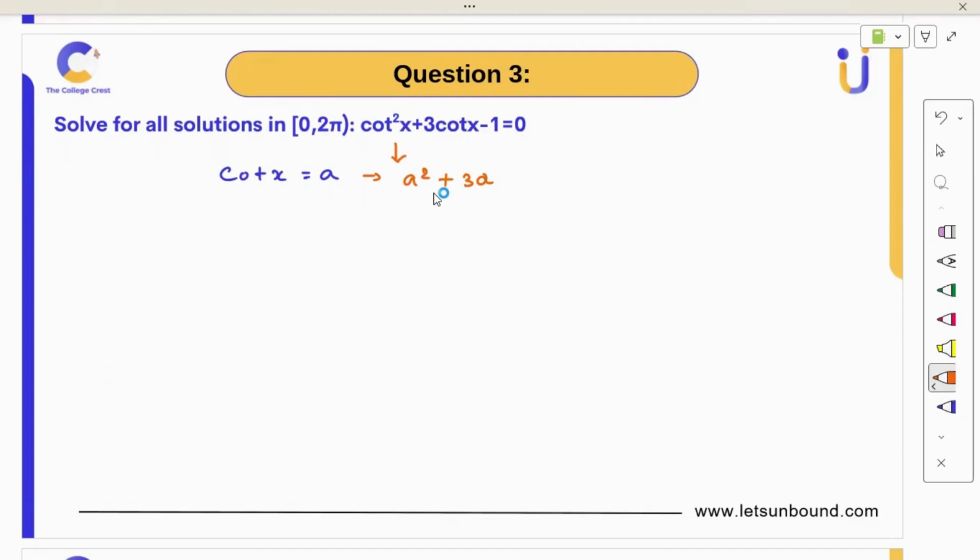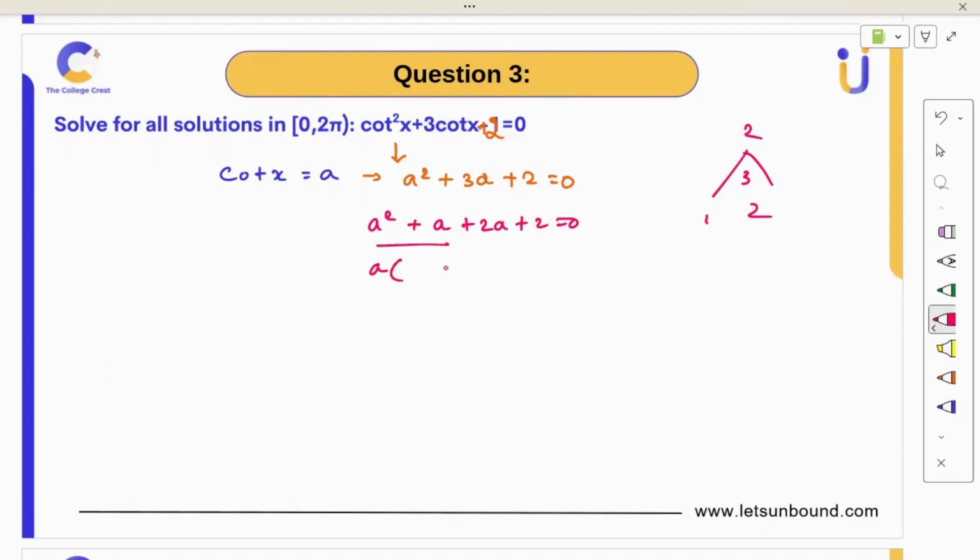Okay, wait. Actually, the number should be changed: it's 3 cot x plus 2, for simple solving. So a squared plus 3a plus 2 equals 0. And as usual, you factorize this. Product I need 2, sum I need 3. 1 times 2, right? So a squared plus 1a plus 2a plus 2 equals 0.